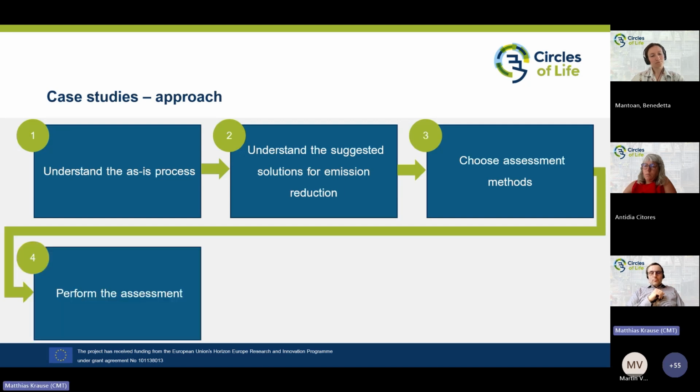As a fourth step, the assessment will be performed. We will use the chosen assessment methods and obtain emission figures for the as-is situation, but also for the scenario, the situation after introducing improved technologies.